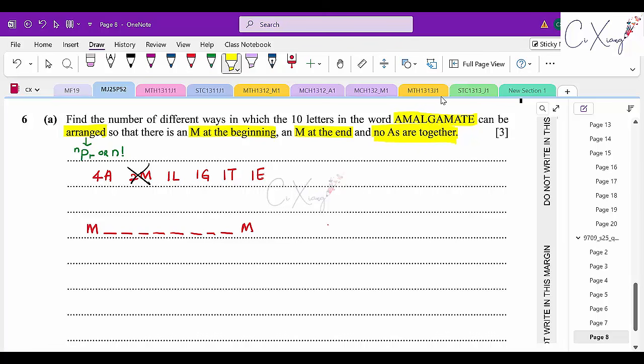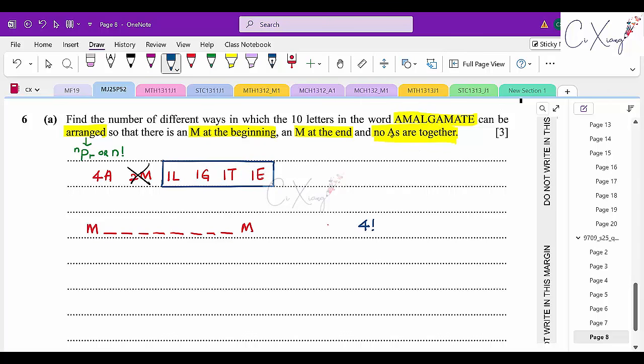When some items must be separated, I will arrange them lastly and last, okay? So first, let us arrange the 4 letters here first. I try to arrange the 4 letters here, 4 items, so it should be 4 factorial. For 1L, 1G, 1T, 1E, there's no identical letter here, right? L, G, T, E. So it will be directly 4 factorial only.